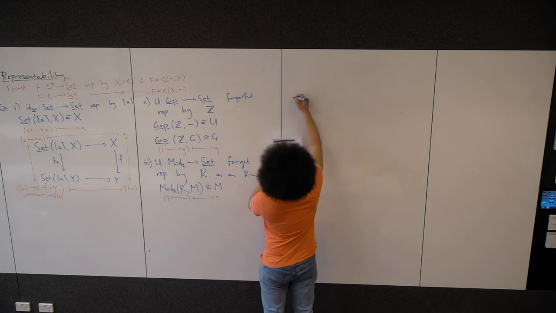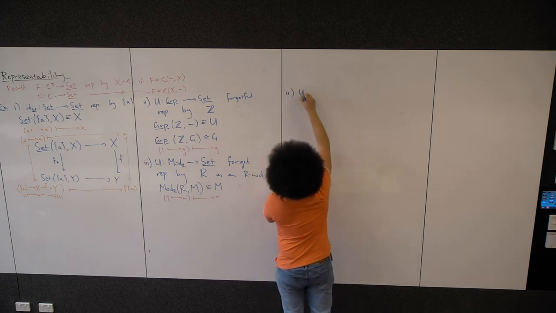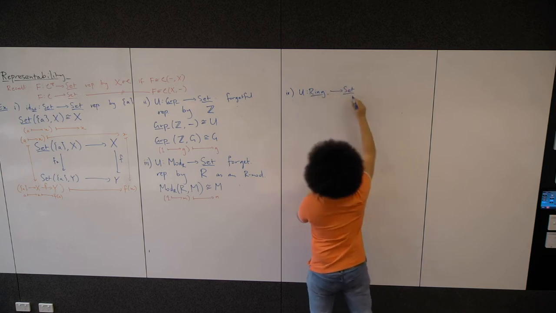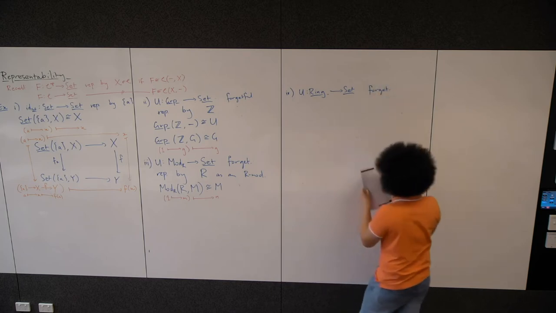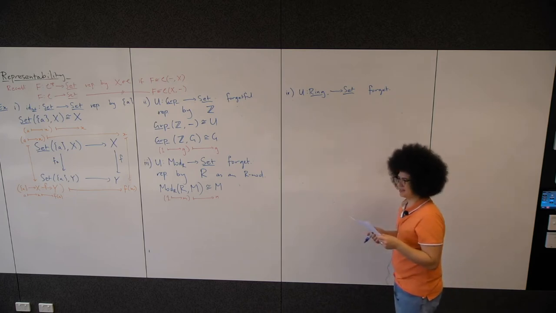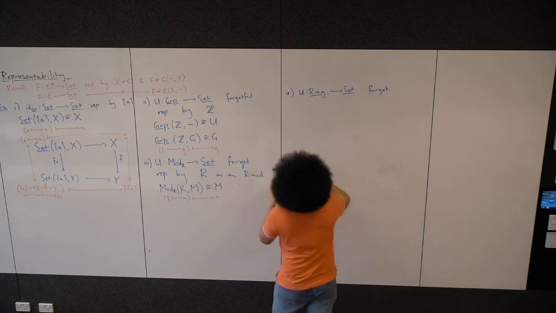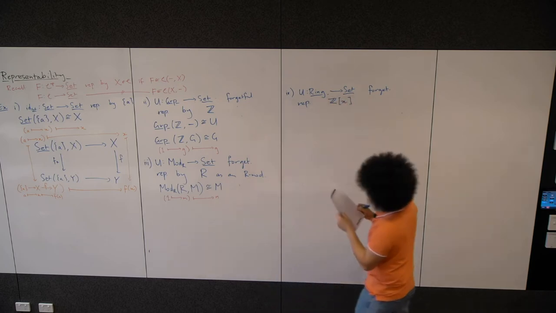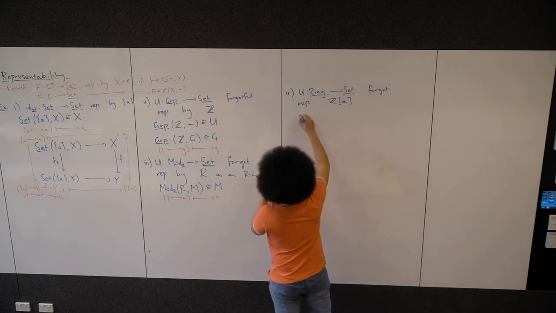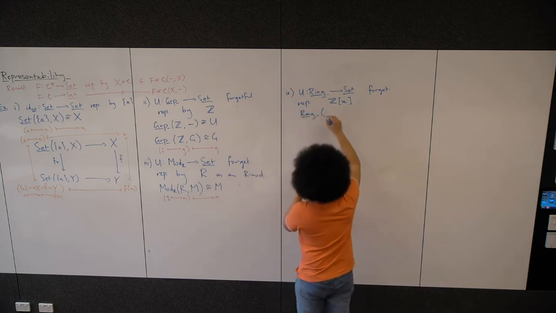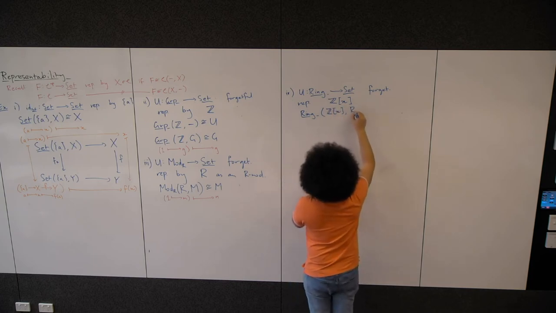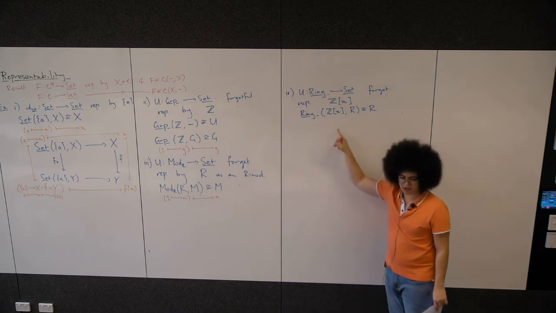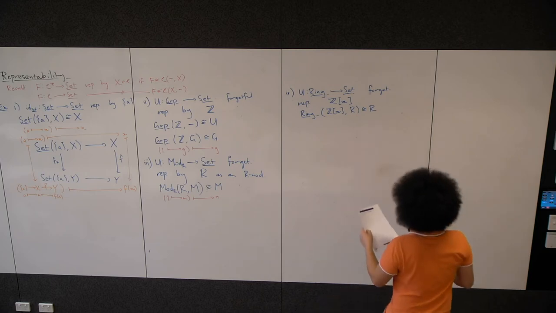Moving on a little bit, but still thinking about forgetful things, we have U from ring to set, and we can still forget. Okay, so the thing that I want to end up with is the free ring on a single generator. So this is represented by single variable polynomials in Z. So now maps out of these polynomials into some ring are determined by the ring. Okay, so in this case, we don't have a choice about where one goes because this has to be a ring homomorphism. So it has to send one to one. And rings have one.